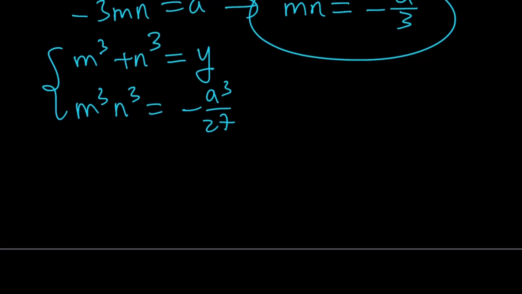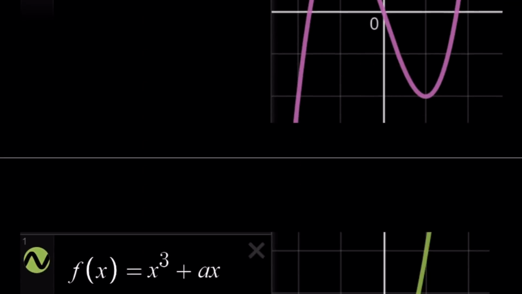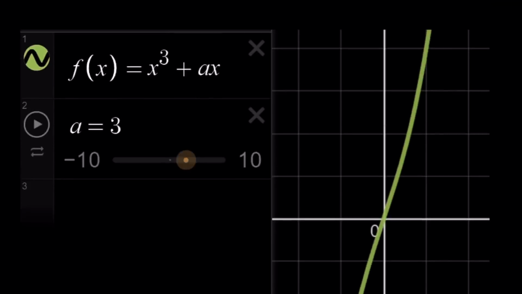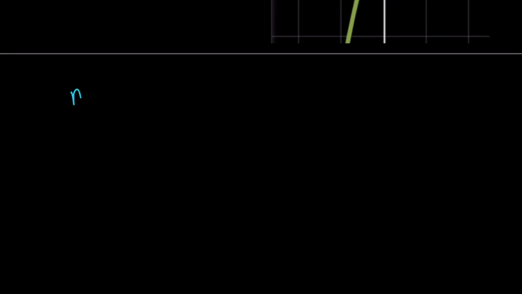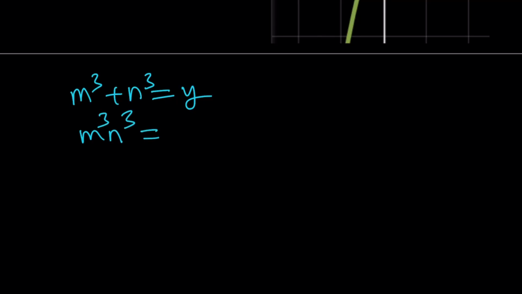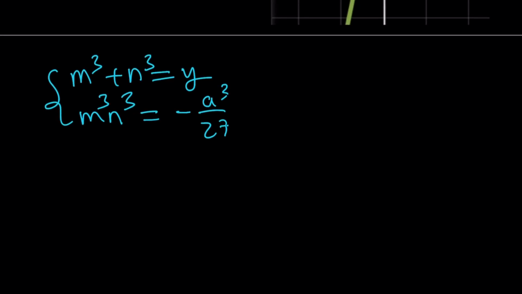Okay, great. This brings us to the graph, but don't worry, we're going to skip those and continue with the work. So from here we can do the following. Let me go ahead and copy that here, and I can probably rewrite it. So m cubed plus n cubed, remember, is equal to y, and m cubed n cubed is equal to negative a cubed over 27. So that's my system. And in this system, this is quadratic, by the way. It looks cubic, but it's quadratic.